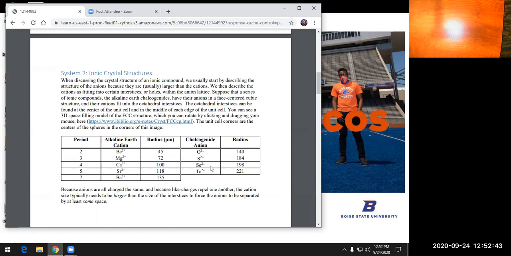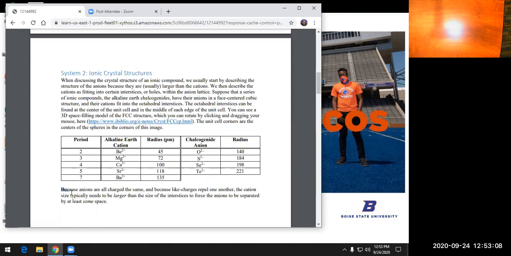So the anions form, in this case, we're saying a face-centered cubic structure, and the cations fit into the octahedral holes, the octahedral interstices, and I tell you where those octahedral interstices are, and I point you to a place you can go to have a 3D image you can grab with your mouse and move around so you can visualize what's going on.